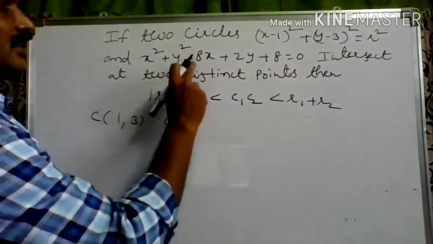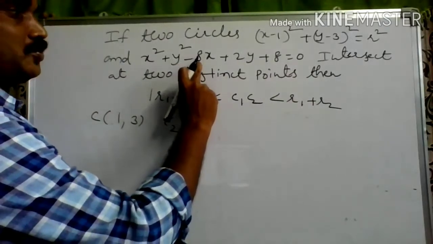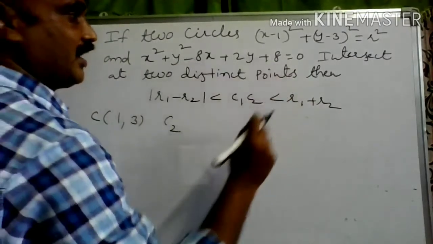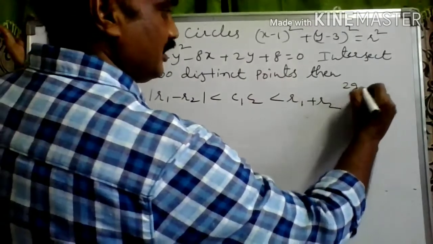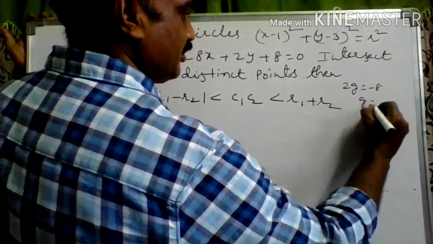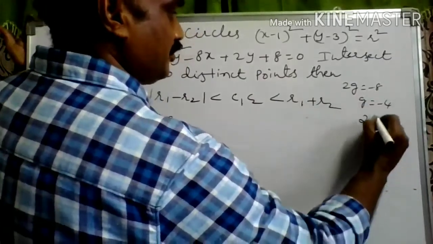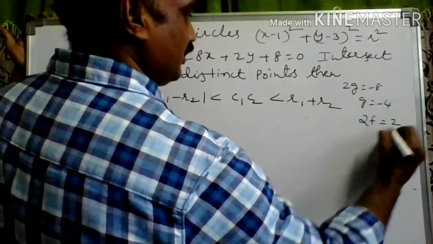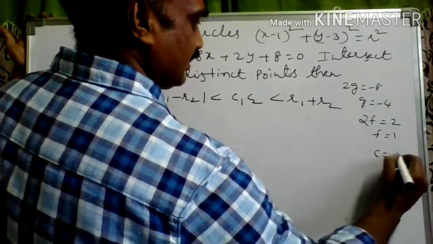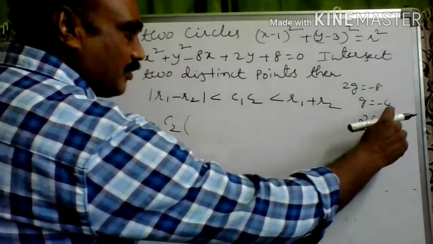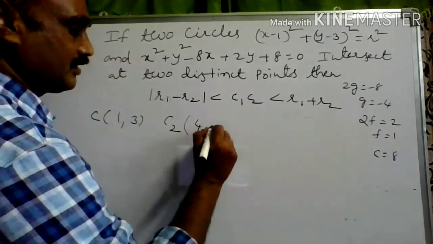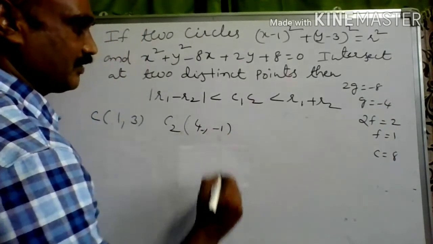Second circle, x square plus y square plus 2gx. 2g is equal to minus 8, so g is equal to minus 4. Next 2f is equal to 2, f is equal to 1. Next c is equal to 8. Center is equal to formula (minus g, minus f), which is (4, minus 1).